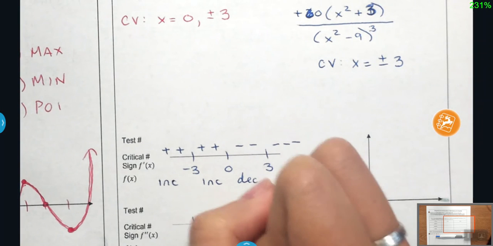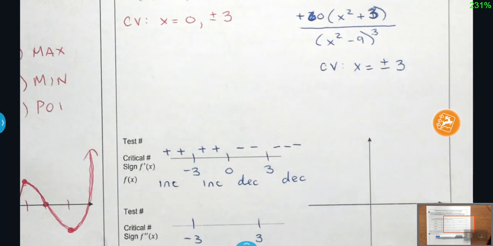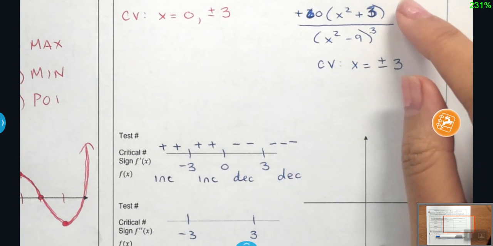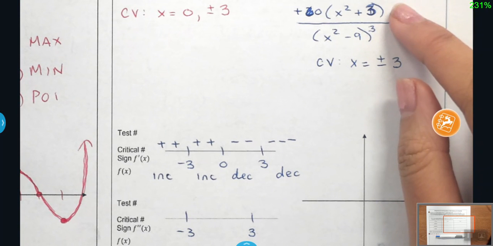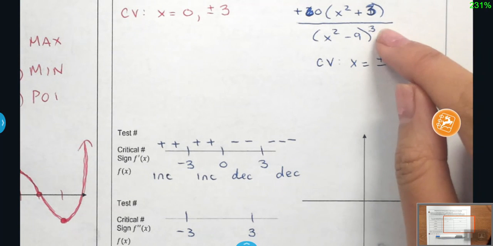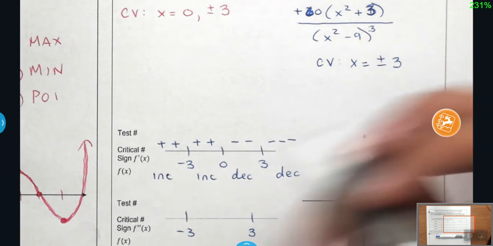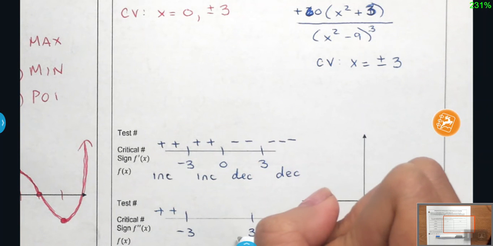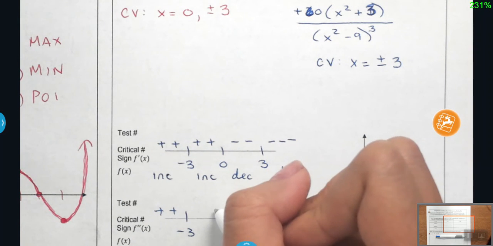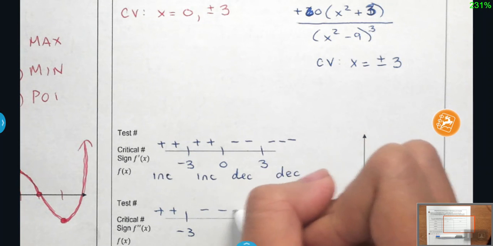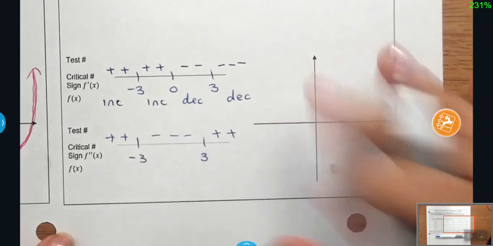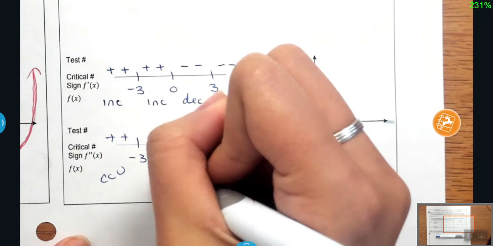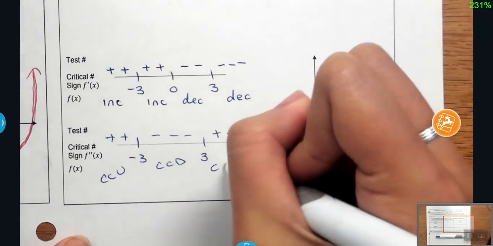And then our second derivative, negative 3 and 3: negative 4 is positive, 0 is negative, and positive again. Okay. So we are concave up, concave down, concave up.